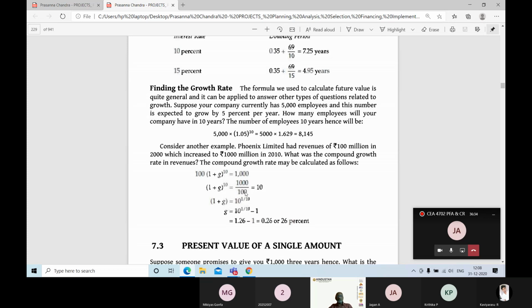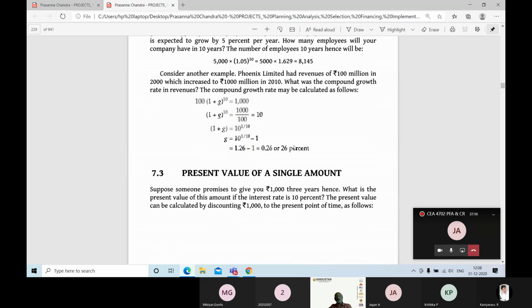So 1 plus g is equal to 10 power 1 by 10. You have to calculate that power value. Then g is equal to 10 power 1 by 10 minus 1. The value of 10 power 1 by 10 is 1.26, minus 1 is equal to 0.26. This is the fraction that comes for the interest rate, and after that you multiply by 100, so it becomes 26%.